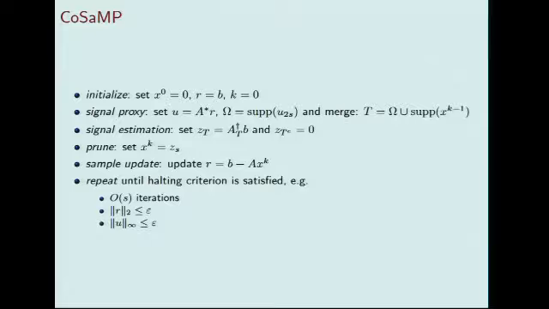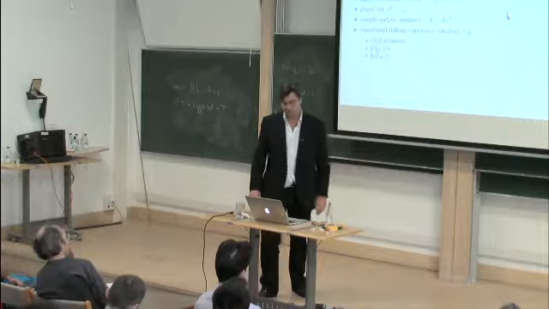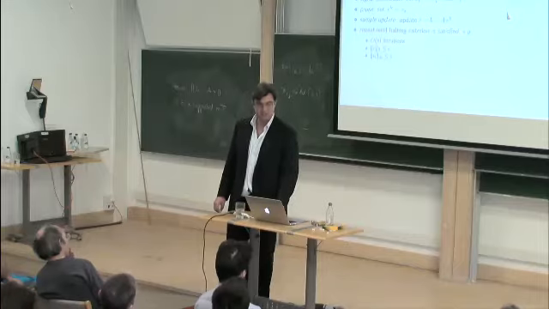What you do is you look at the residual, you look at A star R, you try to find which columns might be in your support. You merge these columns with what you had already. You solve a least squares problem with this guess of the support, and then you prune it, and then you keep on doing it. It's a greedy algorithm.